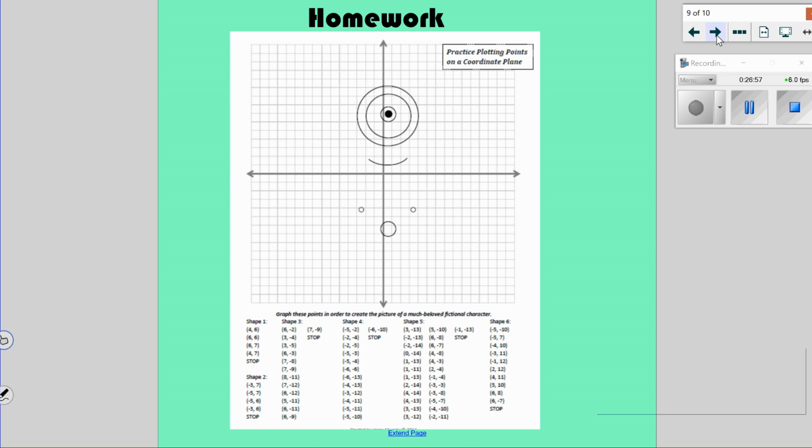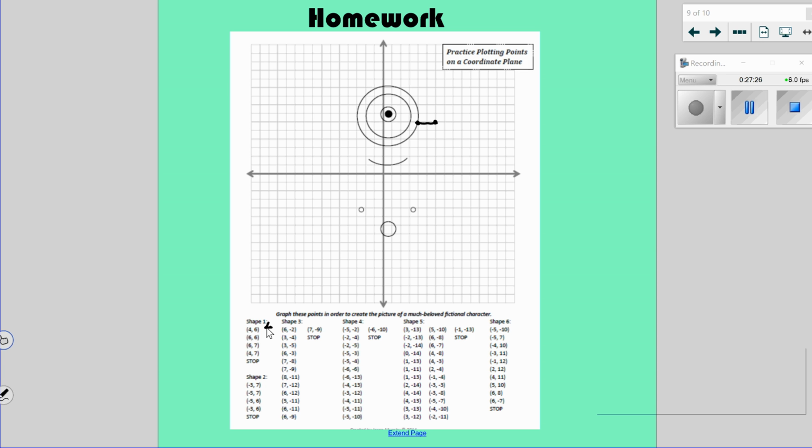Here is the beginning of your homework, okay? On this page, you'll see that there are 6 shapes. The way these shapes work, I'm just going to start at the first ordered pair that is listed, in this case 4, 6. So starting at origin, I go over 4, up 6, and I draw my dot. I go to the next one, 6, 6. So over 6, up 6, and then between them, I connect the dots.